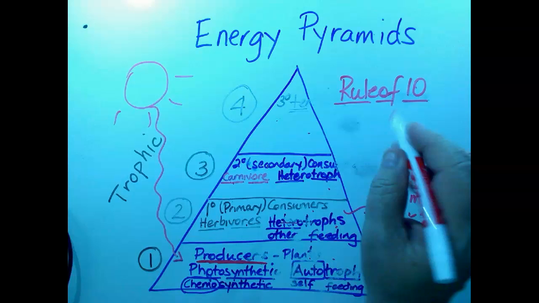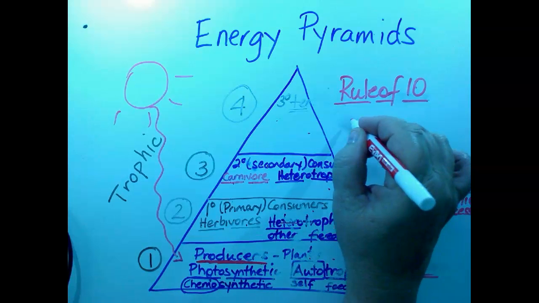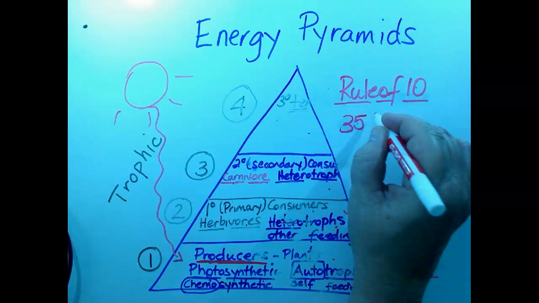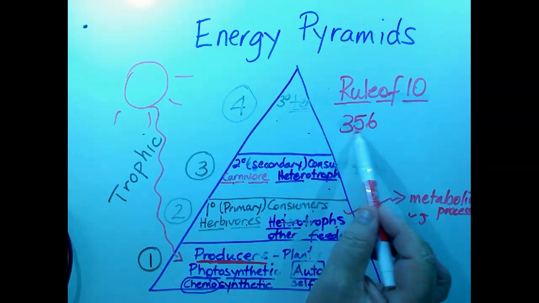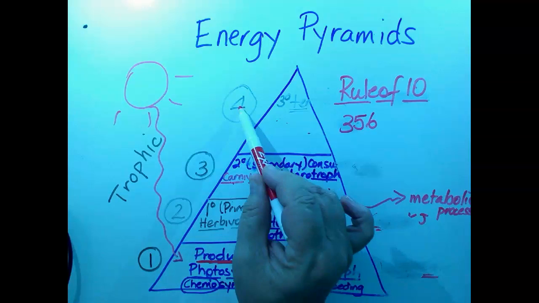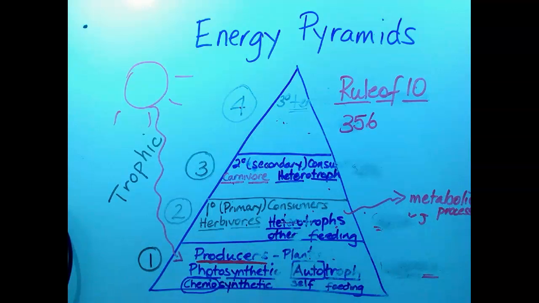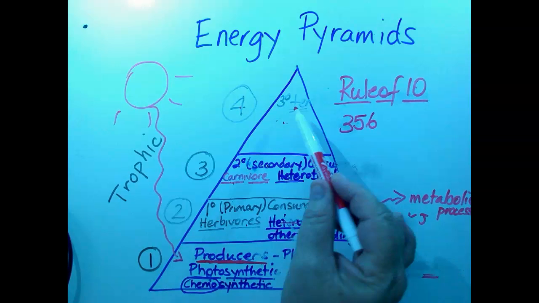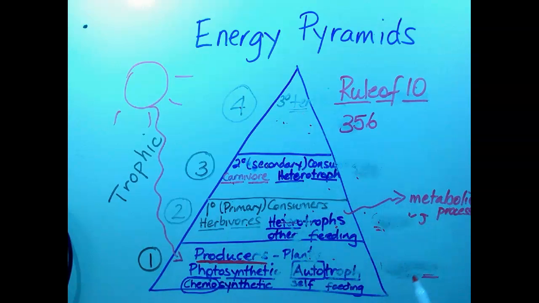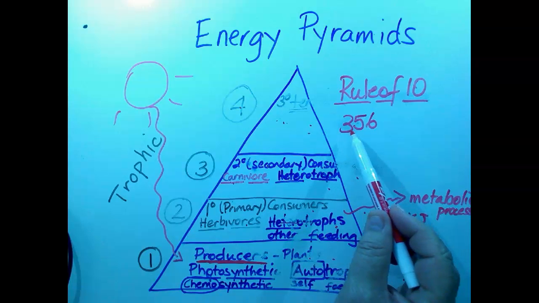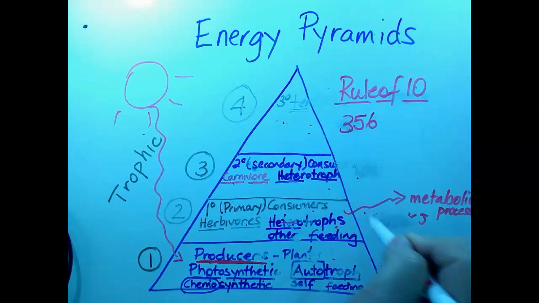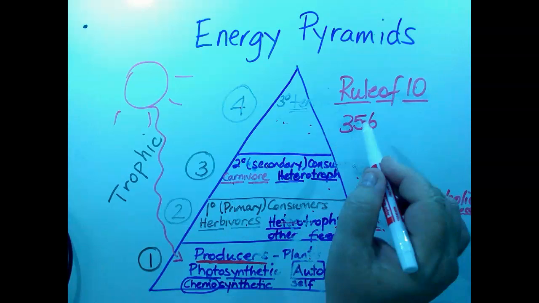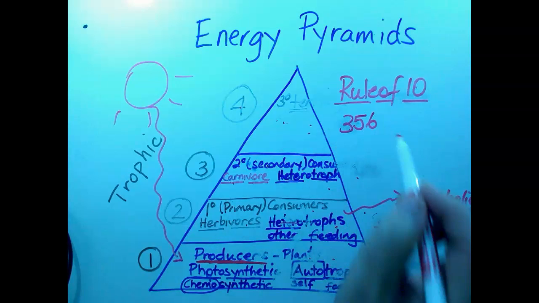And sometimes I'll put over here, I'll put 356. Okay. Now, if I say there's 356 kilojoules of energy at level 4 in the energy pyramid, what is the energy available at level 3? You would have to be able to go in this direction. So it's easier to go from top to bottom. So instead of dividing by 10 as you go up, you're going to multiply by 10. And when you multiply by 10, you know you just add a 0.